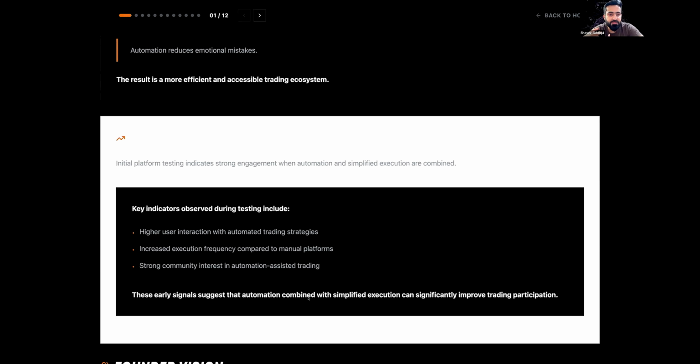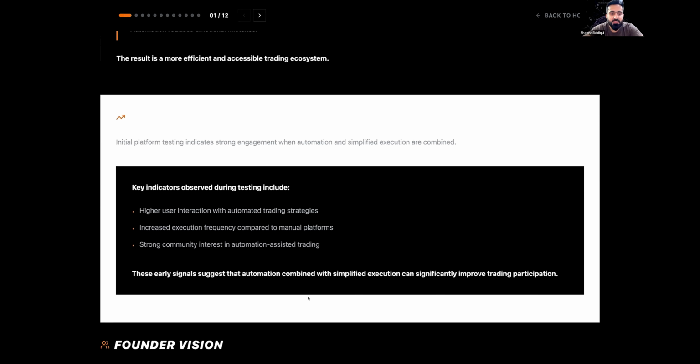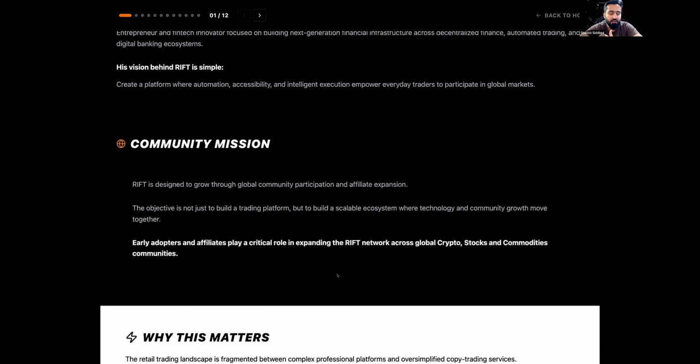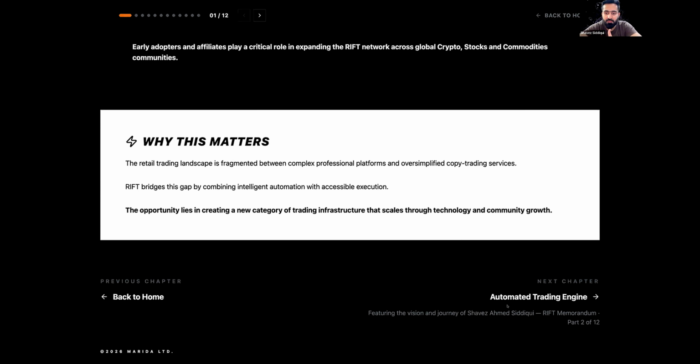automatic. Increased execution frequency compared to manual platforms. Then strong community interest in automation assisted trading. These early signals suggest that automation combined with simplified execution can significantly improve trading participation. And that is okay. So this is the vision of the product. We have already discussed this.